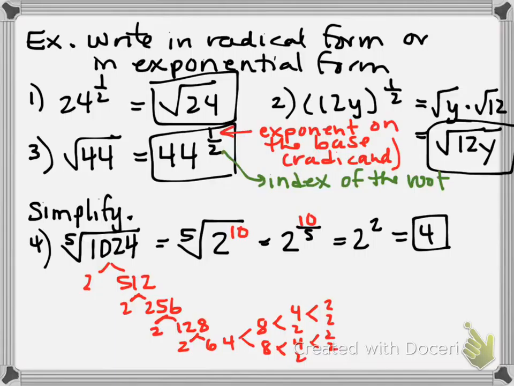1024 is really 4 to the 5th power. That was a different way to do it. But you guys went with the 2, so that worked. We still got the answer.